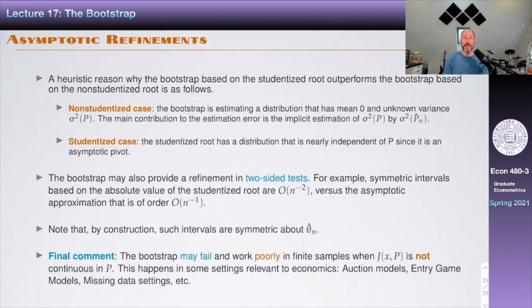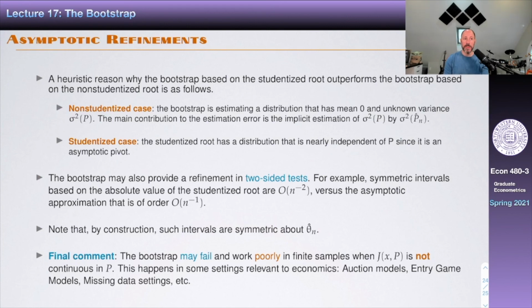So, asymptotic refinements. The heuristic reason why the Bootstrap based on the studentized root outperforms the Bootstrap based on the non-studentized root is as follows. In the non-studentized case, the Bootstrap is estimating a distribution that has mean 0 and an unknown variance sigma squared p. The main contribution to the estimator error is the implicit estimation of sigma squared p by sigma squared p hat. In the studentized case, the studentized root has a distribution that is nearly independent of p, since it's an asymptotic pivot.